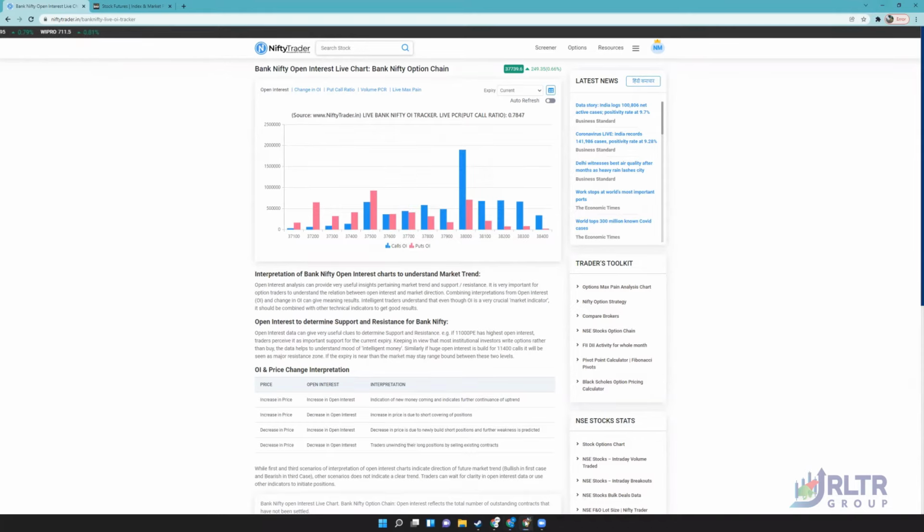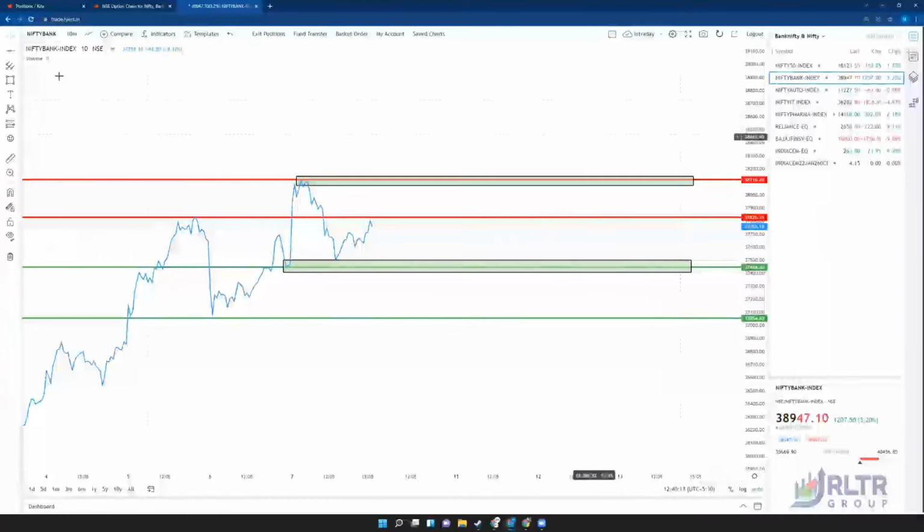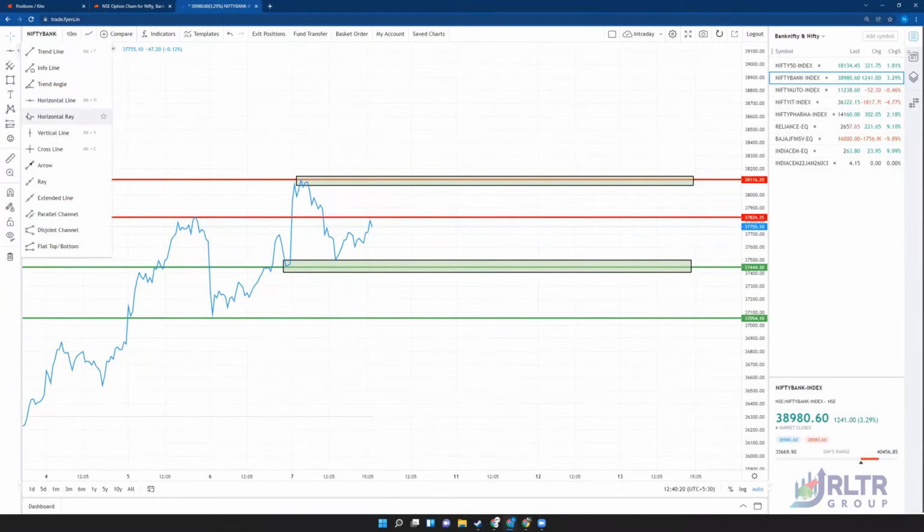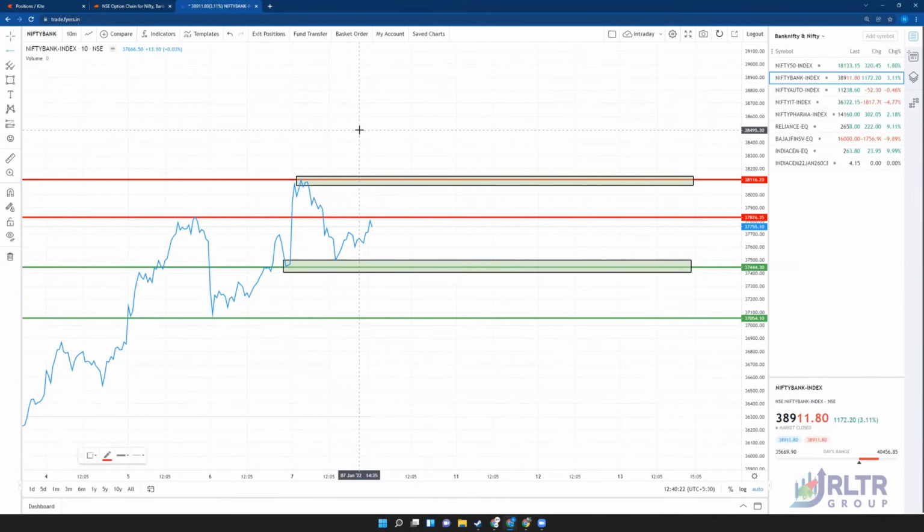So what I will do is come back over here and say this would be my target, sir. 38,500 would be my target if the index consolidates over here and breaks.